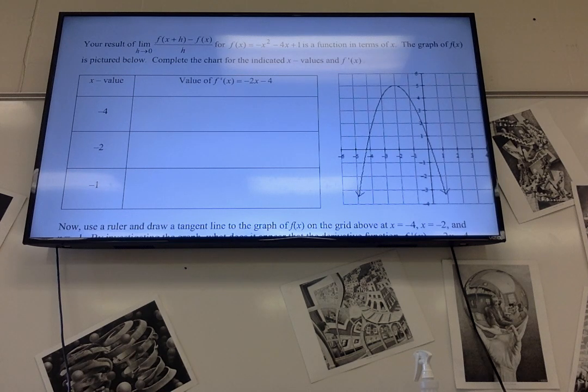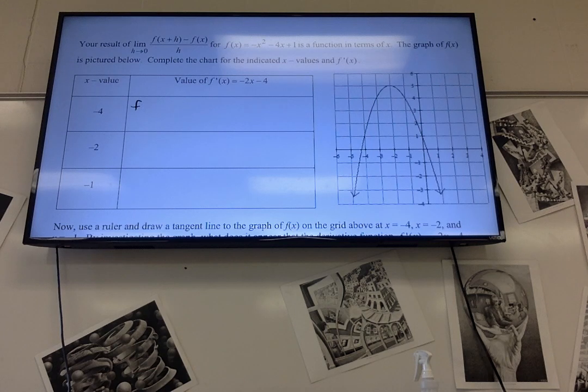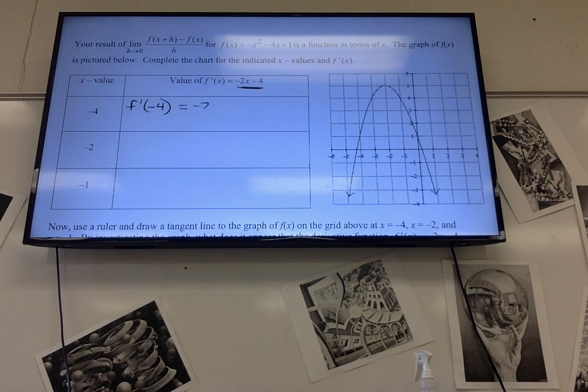Okay, so F is a function in terms of x, and the graph of F is pictured below. So here's our picture that goes with that negative x squared minus 4x plus 1. And we're going to complete the chart for the values of f prime of x with the graph of F. We only have the graph of F, but we know what f prime is. Yeah, we have the formula. We just plug it in. Then we're going to make the graph of f prime, using these points. So f prime of negative 4, you just plug that in.